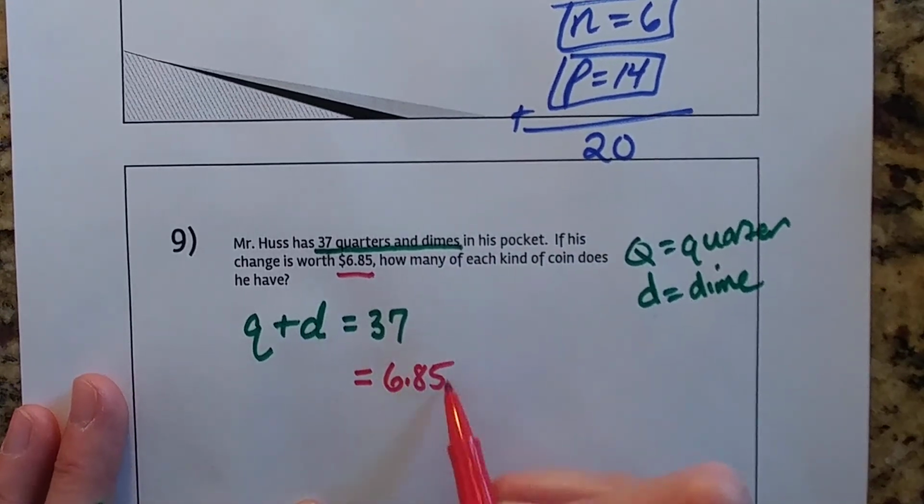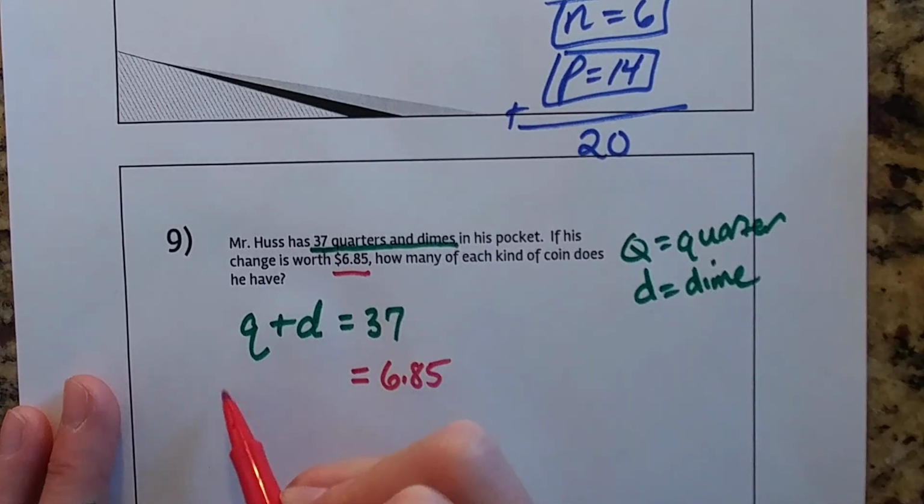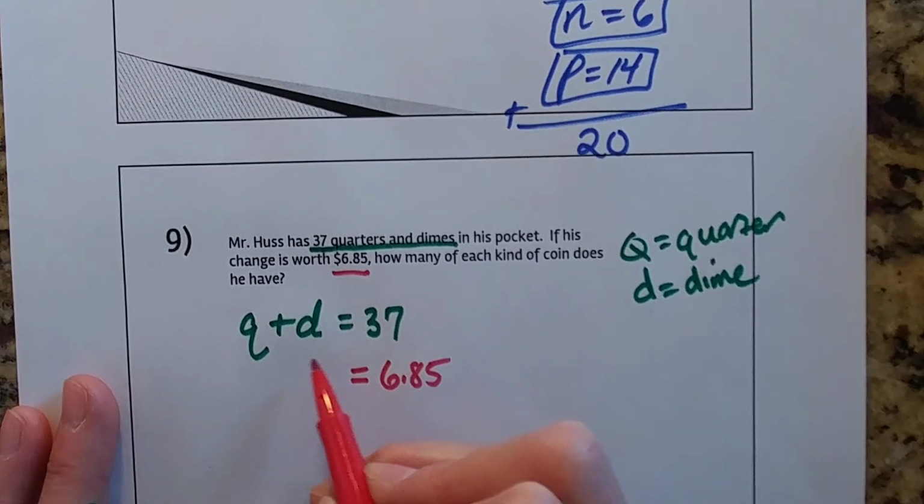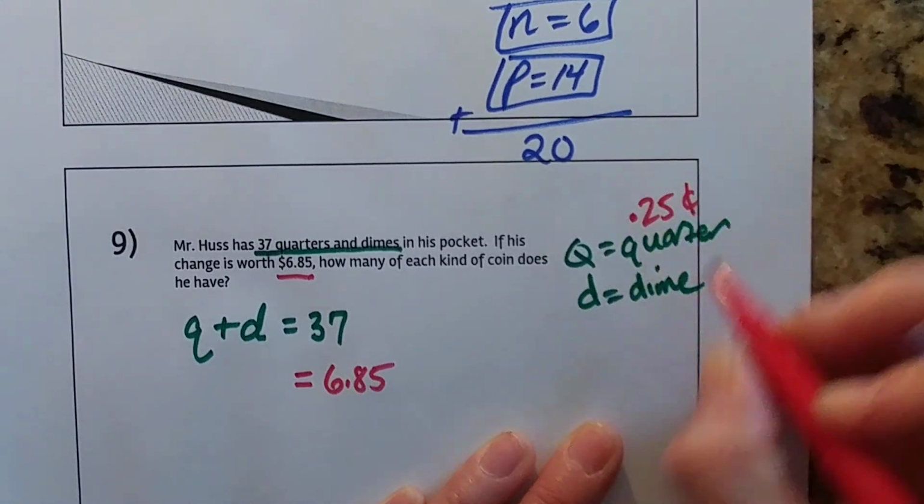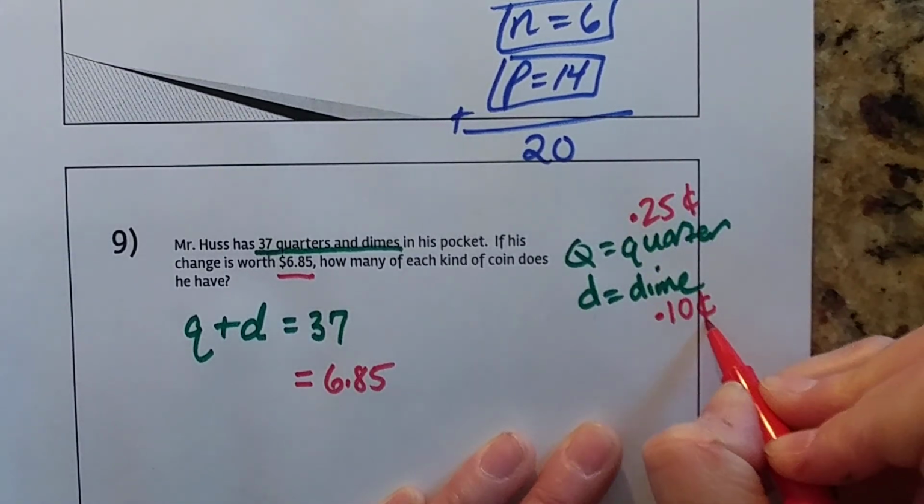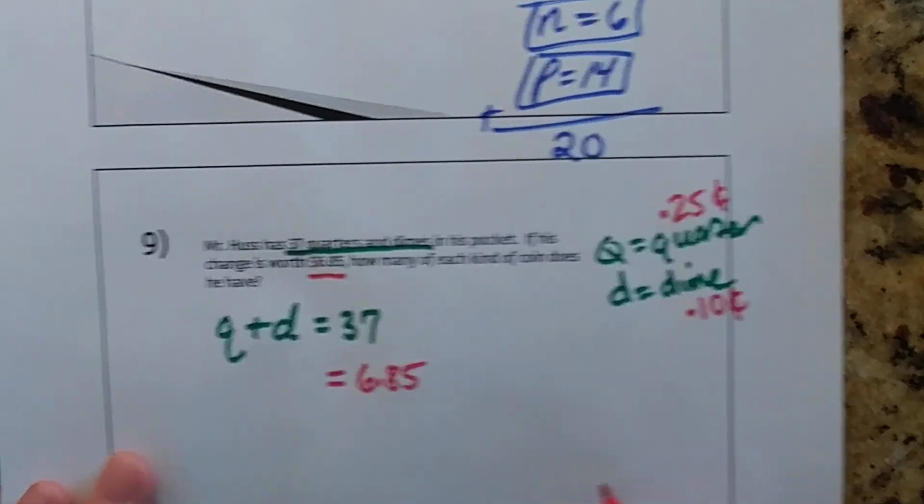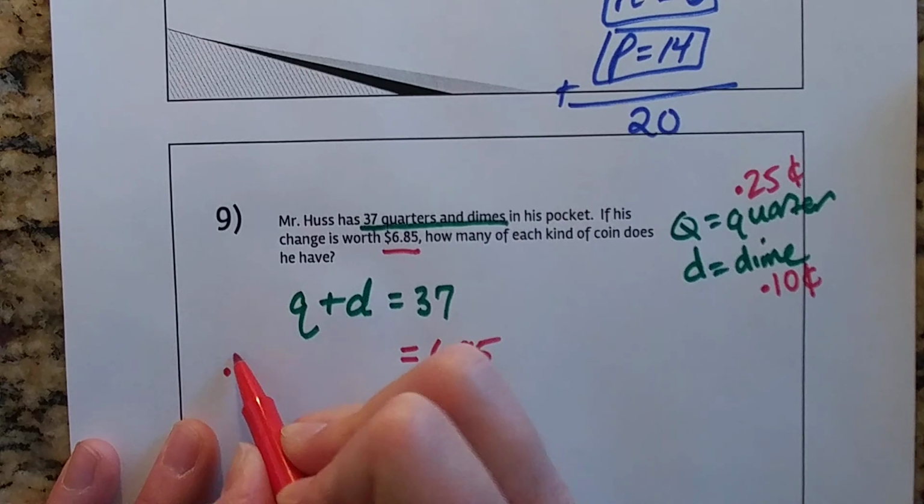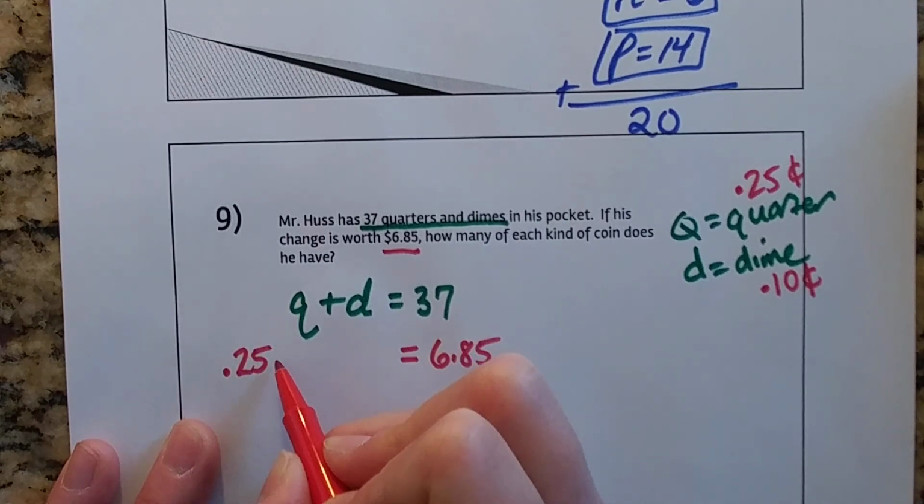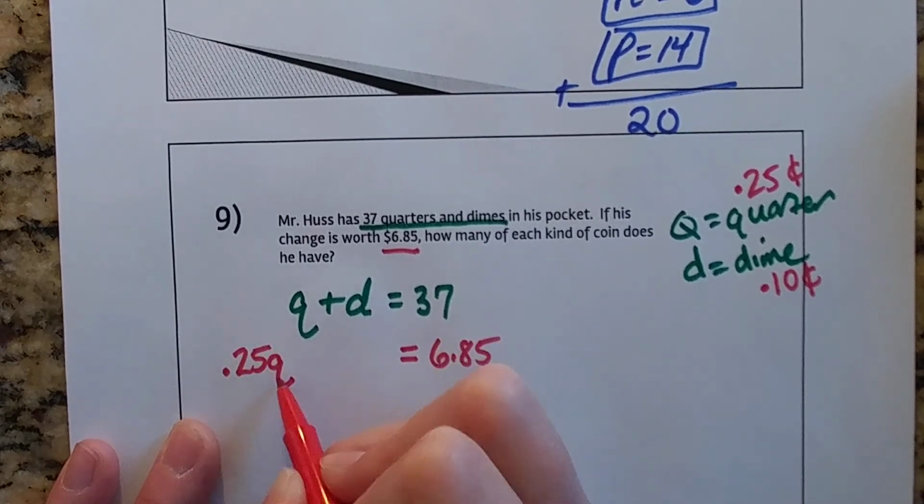Now remember, if that's the total value in the pocket, think about what's the value of a quarter and what's the value of a dime. You know that a quarter is worth 25 cents and a dime is worth 10 cents. That's the value. So I can use that to help me set up the equation. A quarter is 25 cents. So 25 cents times the number of how many quarters he has in his pocket.